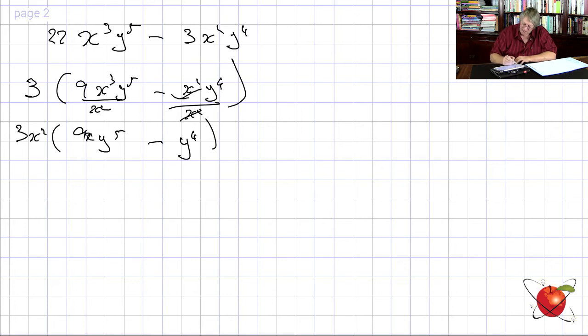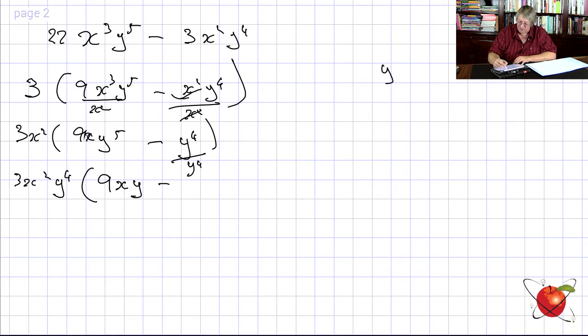Now I look at the next one, the y. 3x squared. I can take out y to the 4th, leaving me with 9xy minus, what happens over here?